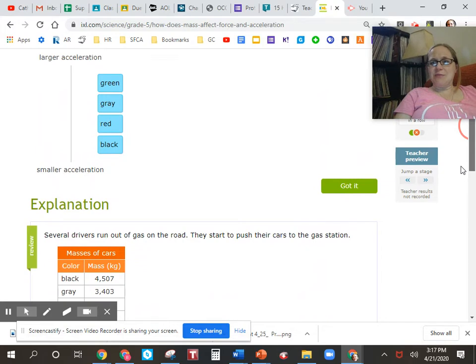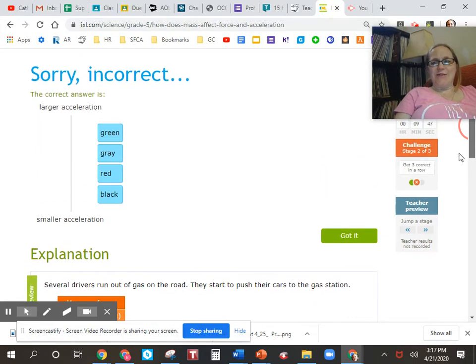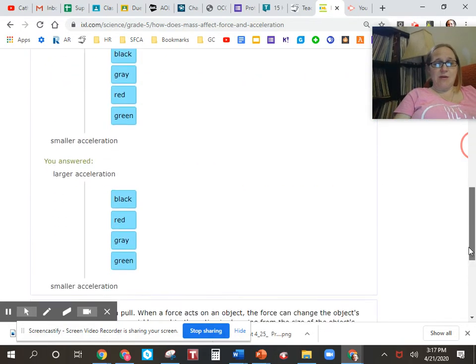Yep, and see, even Mrs. DeBoo makes mistakes. I was thinking backwards here. The larger cells green weighs the less, it has the least amount of mass, so that one should accelerate faster. The black car has the largest amount of mass, so that one's going to accelerate the slowest. Yep, even I make mistakes.